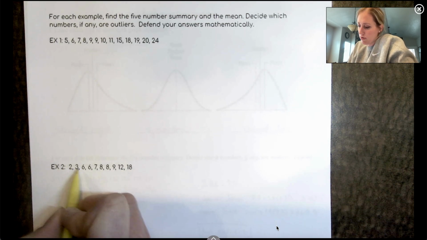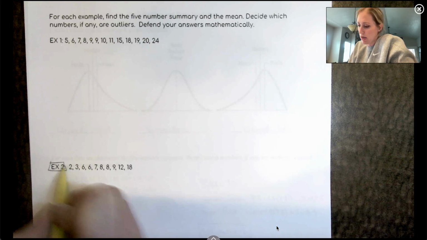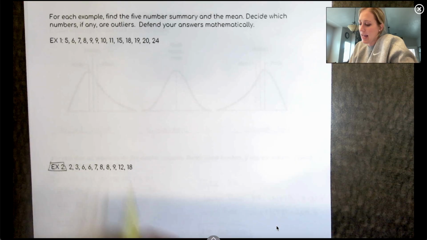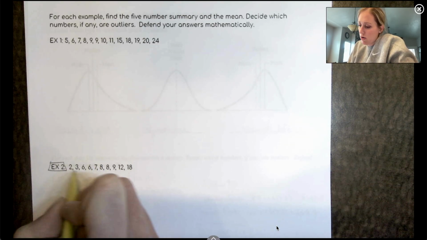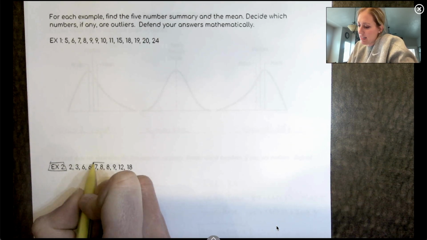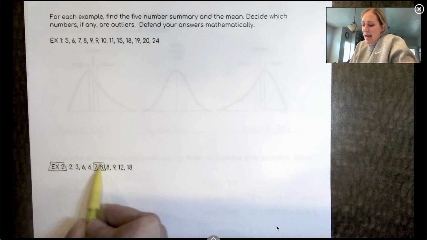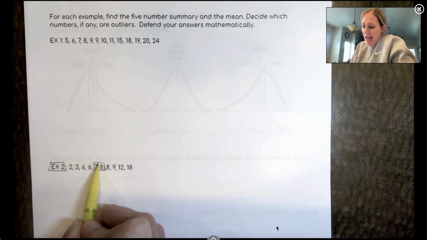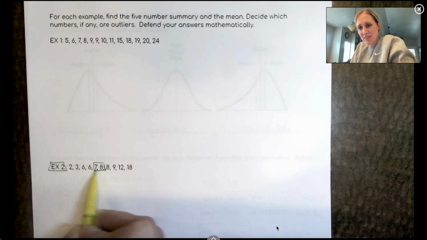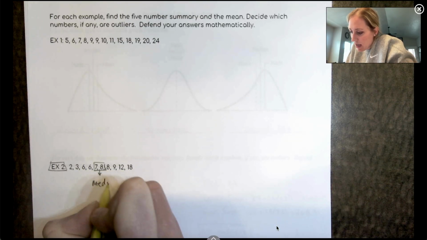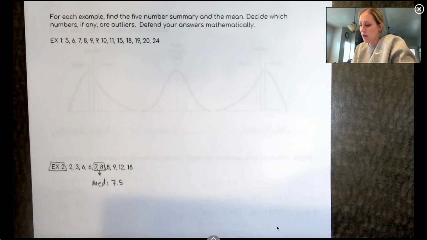So let's go ahead and find, so example 2, that 2 is not part of my numbers. 1, 2, 3, 4, 5, 6, 7, 8, 9, 10. So 10, 1, 2, 3, 4, 5, this is the middle. Because it's an even number, we're actually going to take the average of those or the mean of those. So the middle of 7 and 8 is 7.5. So my median is 7.5. Okay? All right, so the middle of the lower half of the data.